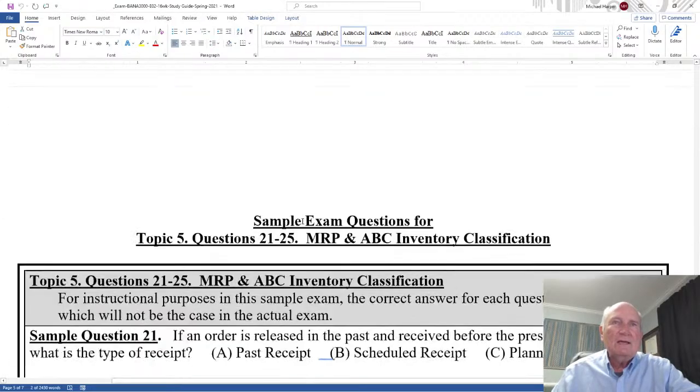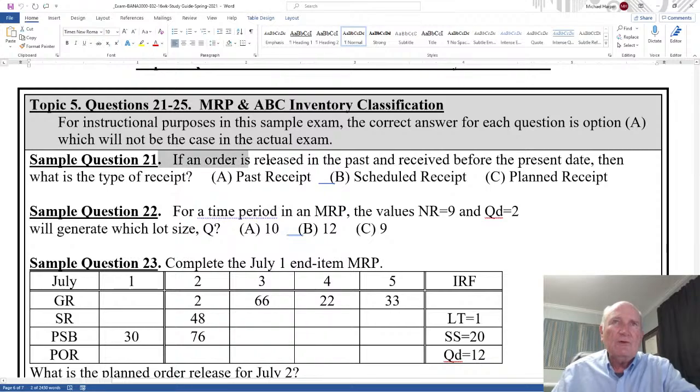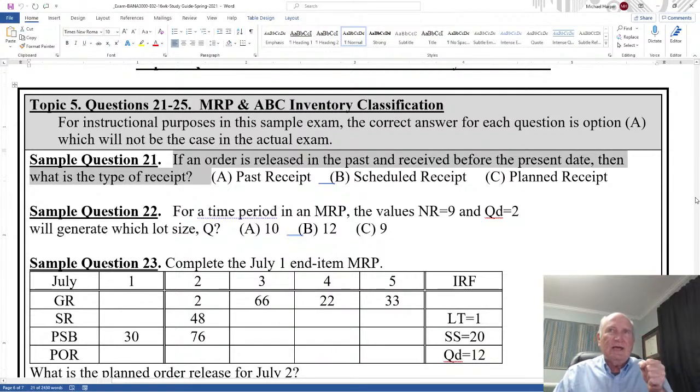Okay. Now MRP. Now MRP here, if an order is released in the past, received before the present date, then what type of receipt is it? It's a past receipt. And so this question will have an order released and an order received. If it's released in the past, received in the past, it's a past receipt. If it's ordered in the past, received in the future, it's a scheduled receipt. If it's ordered in the future and received in the future, it's a planned receipt. So those are the definitions I'm asking in this question.